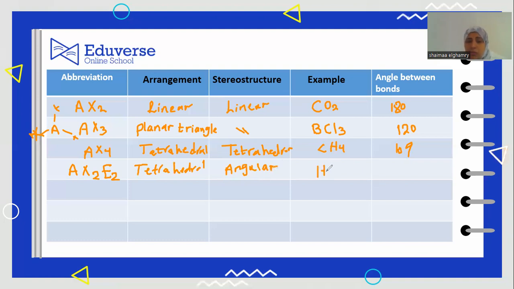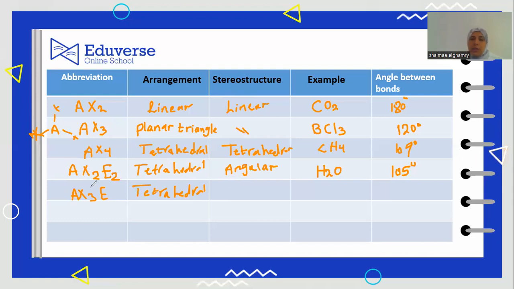Example, H2O. And the angle will be 105. Another example, AX3E. Here, AX3E represents one central atom surrounded also by 4 things. So here it's also a tetrahedral arrangement. But the stereo structure will be different.